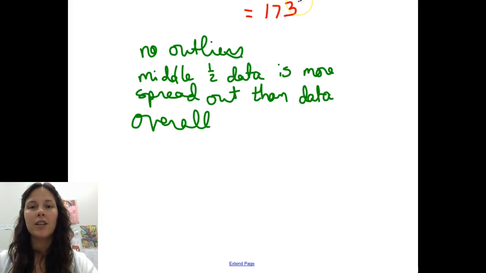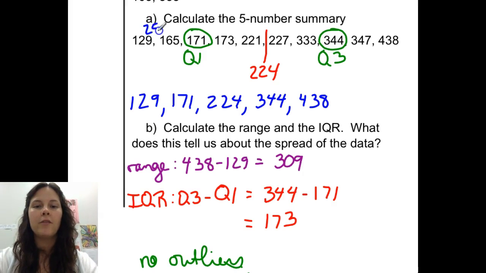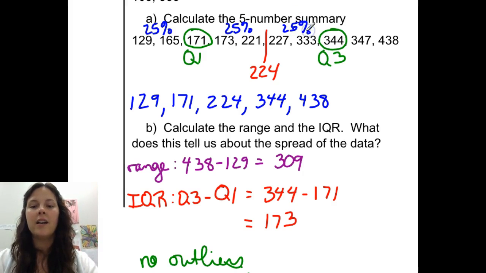Let's go back and take a look at our actual data values and see what I mean by that. First of all, as a reminder, if you don't count the quartiles, you will see 25% of the data below quartile 1, 25% of the data between quartile 1 and the median, 25% of the data between the median and quartile 3, and 25% of the data above quartile 3.